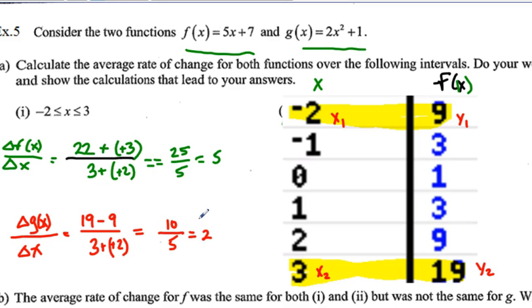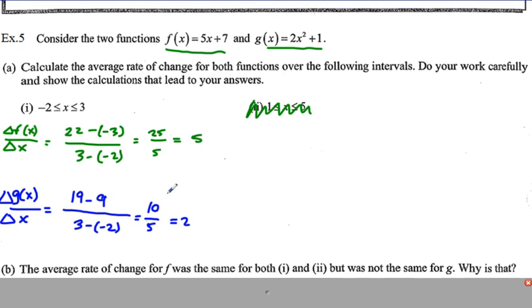Okay, so hopefully that made sense to you. The next one, I'm not going to show all the table, but feel free to use your calculator to get those y values from the table. We can clearly see here that the average rate of change is 5 for the linear function f. The average rate of change is 2 for the quadratic function between -2 and 3.